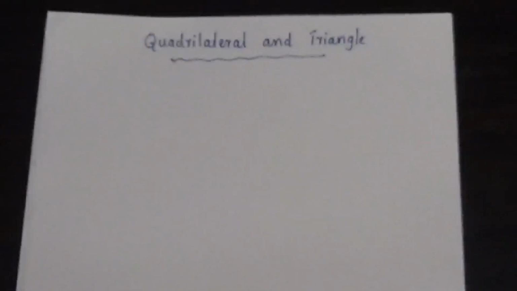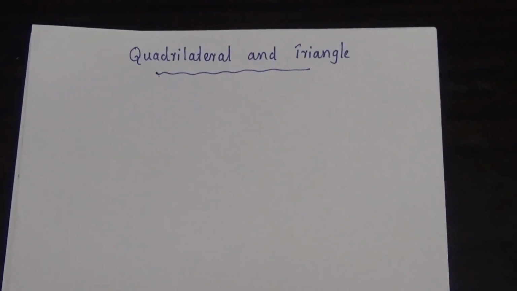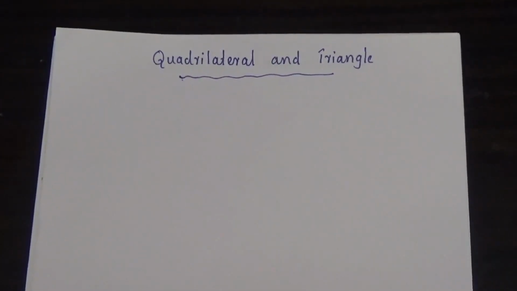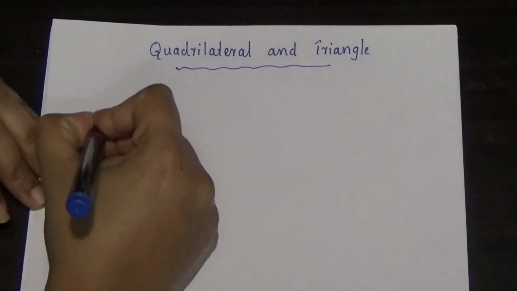Quadrilateral and triangle, the next session of the chapter Area. In this session, we study how to draw a triangle of the same area as that of the given quadrilateral. So what is a quadrilateral?